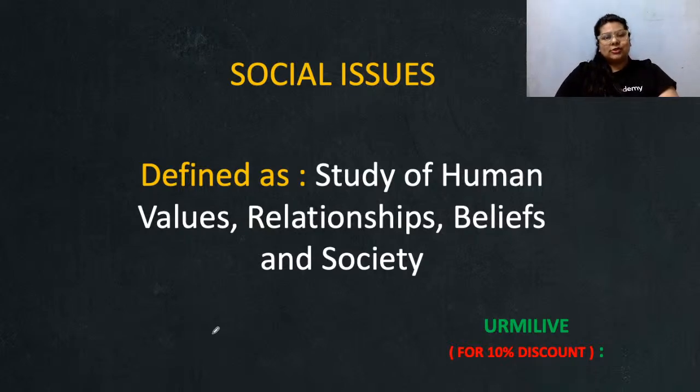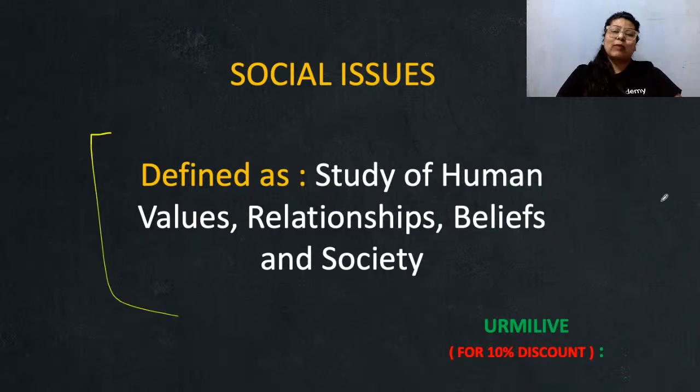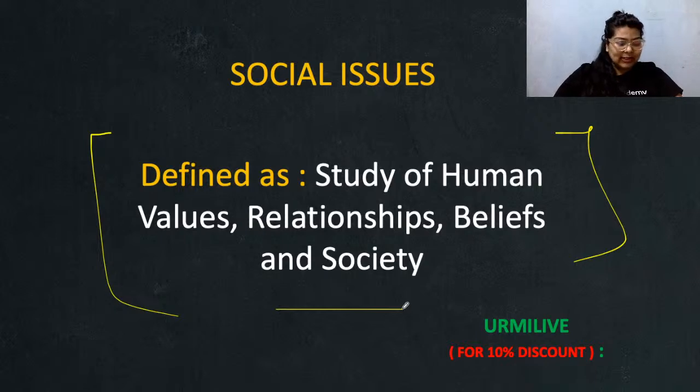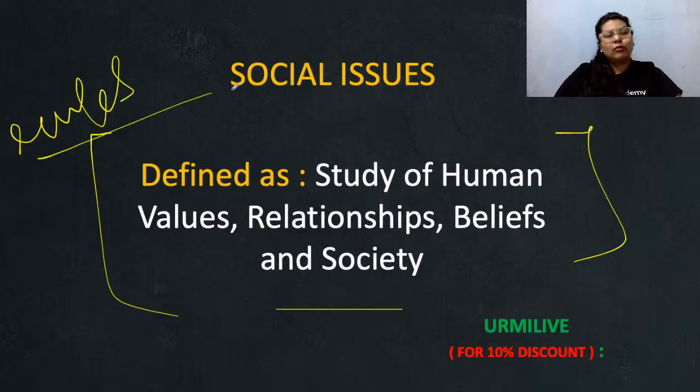Now what do you mean by social issues? Social issues are basically defined as the study of human values, relationship, beliefs, and society. Why is it about values, relationship, and belief? Because when you're staying in a society, you need to maintain your rapport with the neighborhood people. You also need to have belief in some kinds of rules and regulations. You cannot stand on the traffic road with a nice car and say that I can break the traffic rule. You have to follow it because you're bound to follow it.